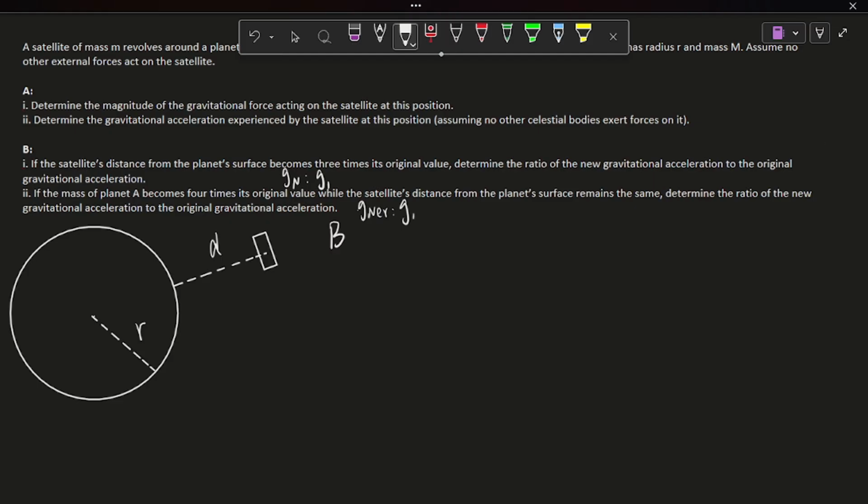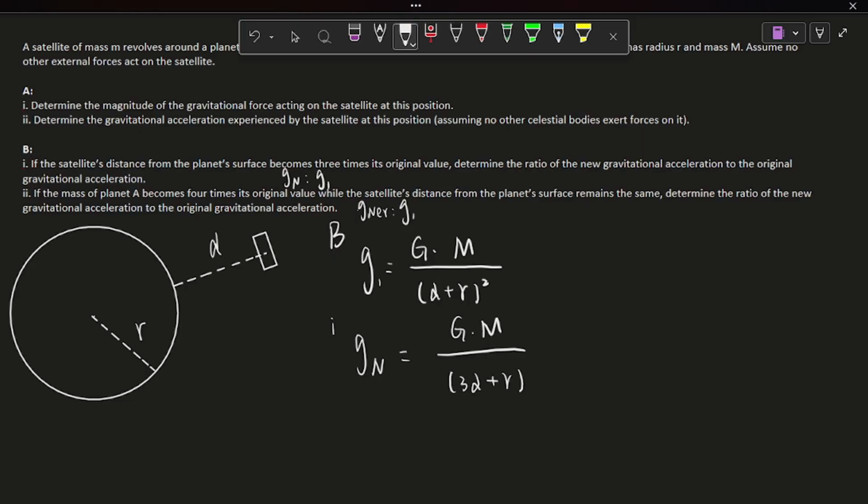We can just straight up use a conclusion from part A. The gravitational acceleration is equal to big G times the mass of the planet over d plus r squared. So for the first part, which one is becoming bigger? The distance from the planet's surface to the satellite is 3 times bigger. So now the new g is equal to G times M over 3d plus r squared.